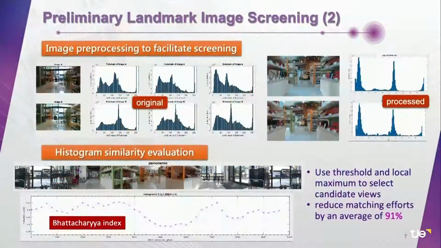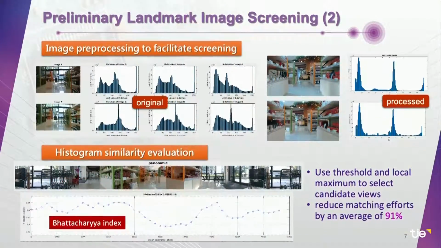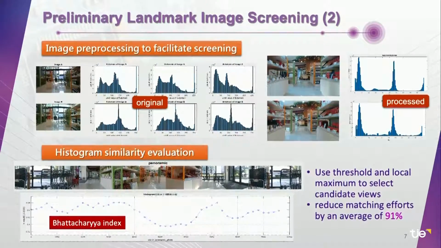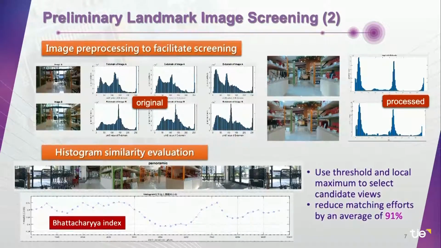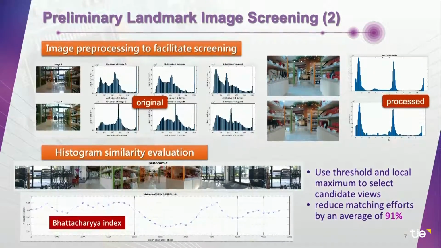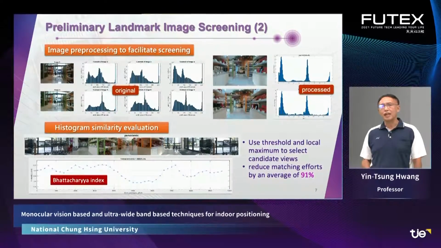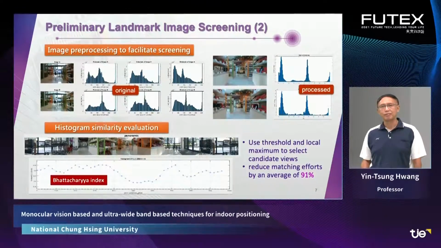In this slide, to the left, we can see the histograms of two images taken in nearby locations can be very different if no preprocessing is performed. To the right, the similarities stand out after preprocessing. The matching criterion is the Bhattacharyya index between two histograms. We used the threshold and the local maxima to select the candidate views. The screening process can reduce matching effort by an average of 91%.